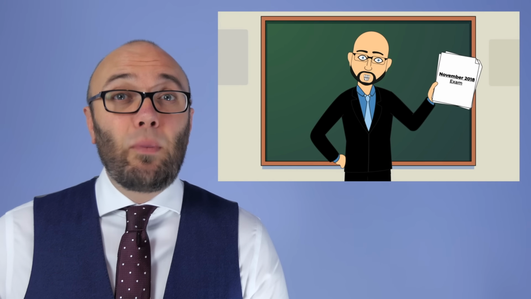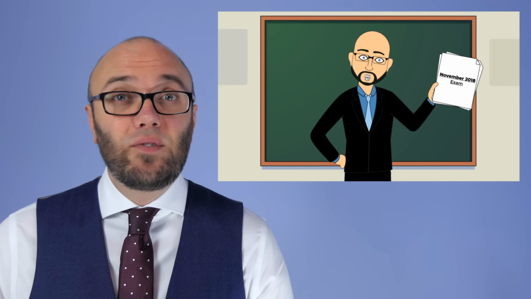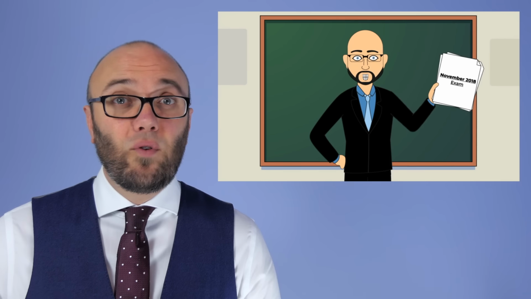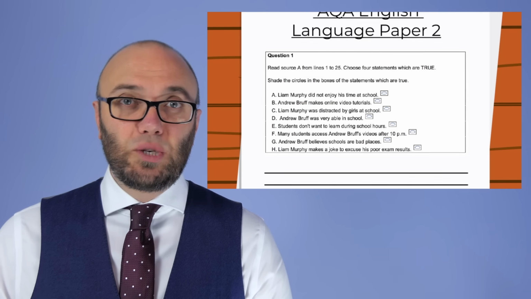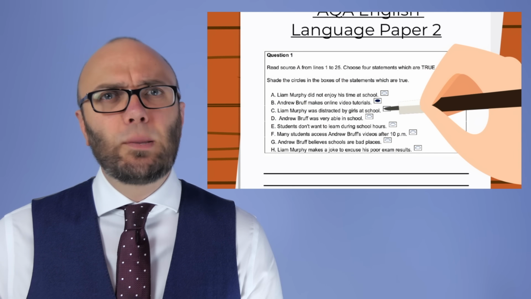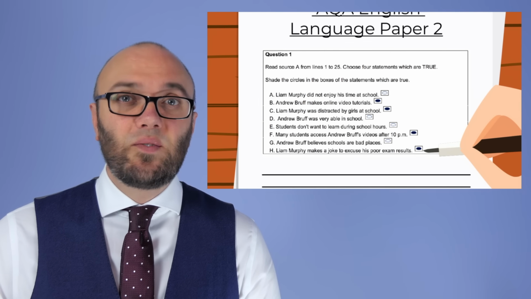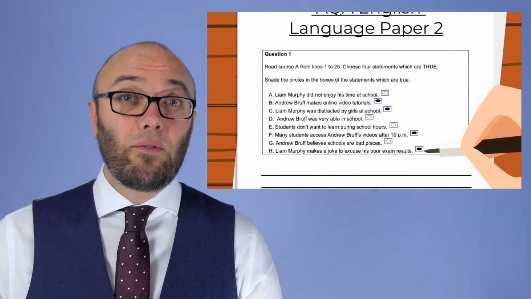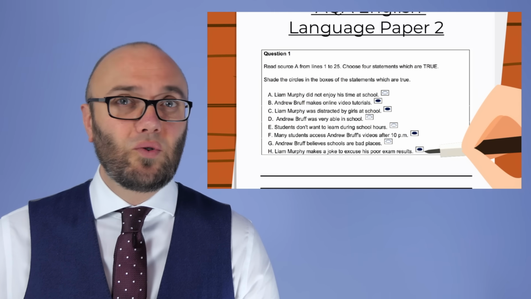In last year's November resit paper, fewer than half of the students entered achieved 4 out of 4 in AQA English Language Paper 2 Question 1. It's supposed to be a simple question, but there are some hidden depths to it, and in this video I'll teach you how to get 4 out of 4 in this potentially difficult question.